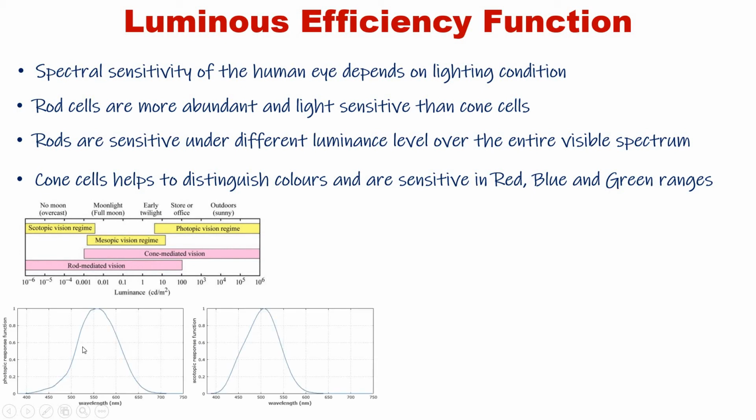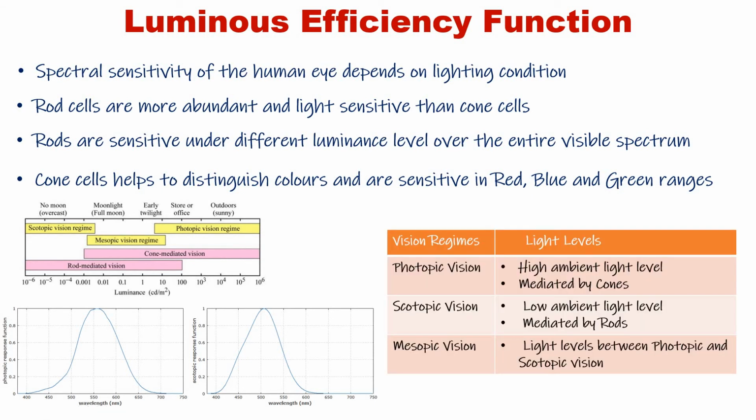And this is the response function during the photopic and scotopic vision. So to put it in a nutshell, photopic vision happens where high ambient light level is there and it is mediated by cone cells, whereas scotopic vision happens when the light levels are very low and is mediated by rod cells. Mesopic vision happens when the light source is neither too bright nor too dull.